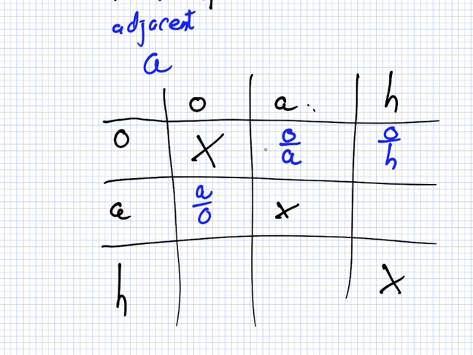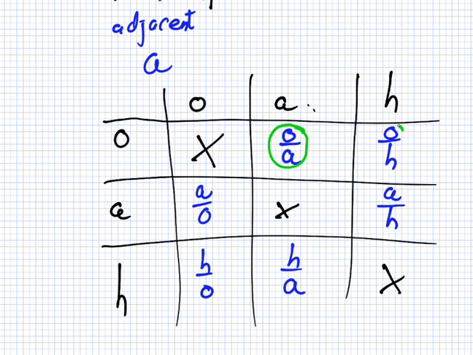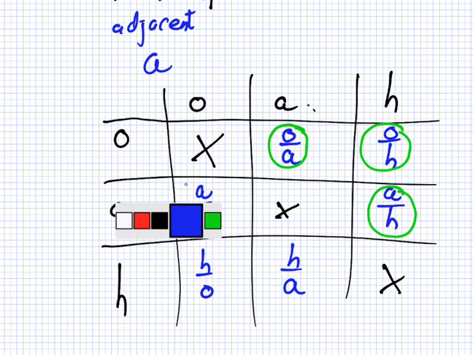Adjacent with opposite. Adjacent with adjacent, no good. Adjacent with hypotenuse. Hypotenuse with opposite, and hypotenuse with adjacent. Now, of these 6 in blue, 3 of them we'll study in semester 1 and 3 of them we'll study in semester 2. So in semester 1 we'll look at this one here, and this one here. And then these 3 in red, we'll look at those in semester 2.